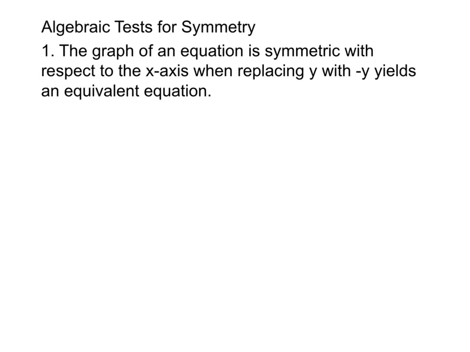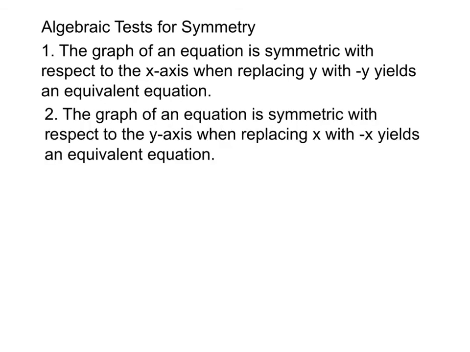Now, similarly, there are algebraic tests for symmetry other than looking at the graph. The first of these algebraic tests says that the graph of an equation is symmetric with respect to the x-axis when replacing y with -y in the equation yields an equivalent equation. The second case is the graph of an equation is symmetric with respect to the y-axis when replacing x with -x yields an equivalent equation.